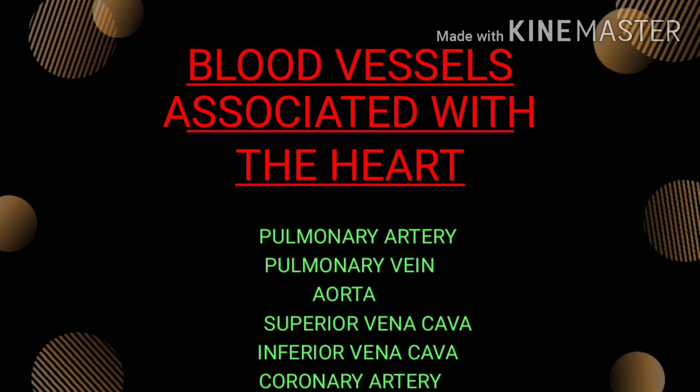Let's see the different types of blood vessels which are associated with the heart. These are pulmonary artery, pulmonary vein, aorta, superior vena cava, inferior vena cava, and coronary artery. Pulmonary artery carries deoxygenated blood from right ventricle to the lungs for oxygenation. Pulmonary vein carries oxygenated blood from the lungs to the left auricle. Aorta carries oxygenated blood from left ventricle to different body parts.